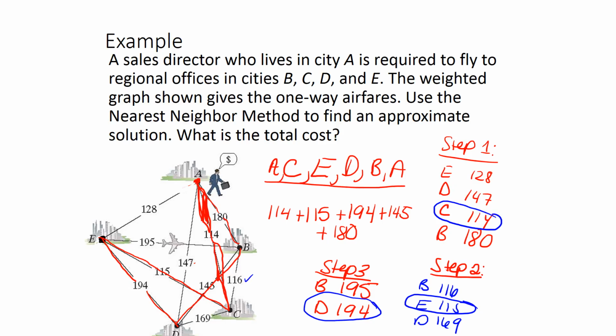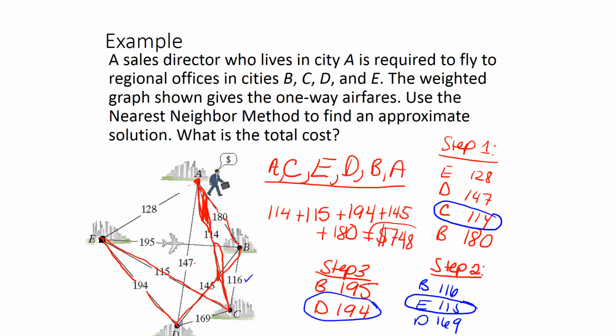So we go from A, C, E, D, B, A, and then you want to make sure all the vertices are listed there, and obviously the only one that would repeat is the starting and ending vertex, which is A. So then you want to add those up. 114 plus 115 plus 194 plus 145 plus 180 is $748.